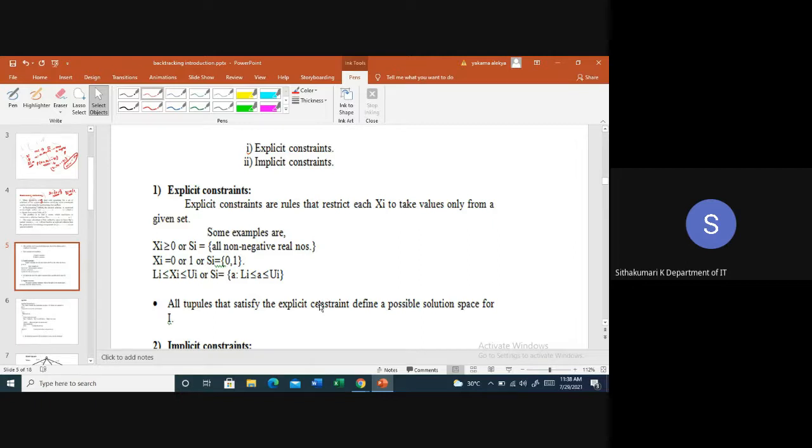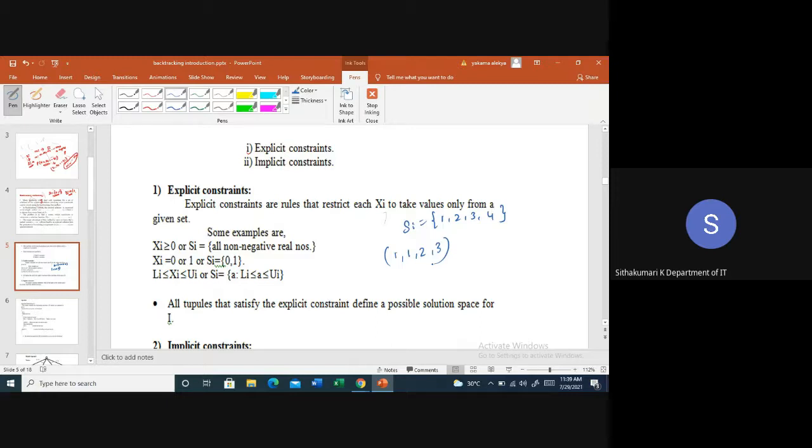For example, assume that Si is equal to 1, 2, 3, 4. So how many combinations can you have? These are the finite set. Now I want to define the solution vector: 1, 1, 2, 3. This is a solution vector. I have not specified any problem, I am just telling you. The combination of this makes a solution space.